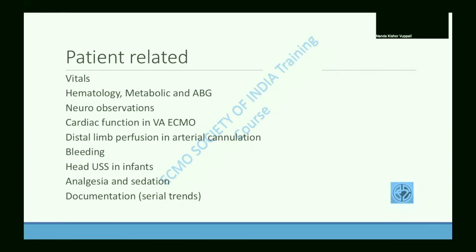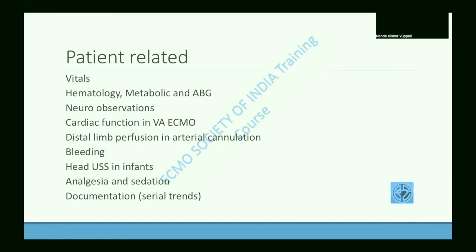The one way to know it is clinical examination, looking at the color of the limb, capillary refill time, and temperature. The other way is to do an ultrasound to see what the flow is. So we need to monitor that, make sure that flow is adequate. And if you have the facility, sometimes, if a flow probe is available, we put a flow probe onto the distal limb to see how much flow is going to that leg.